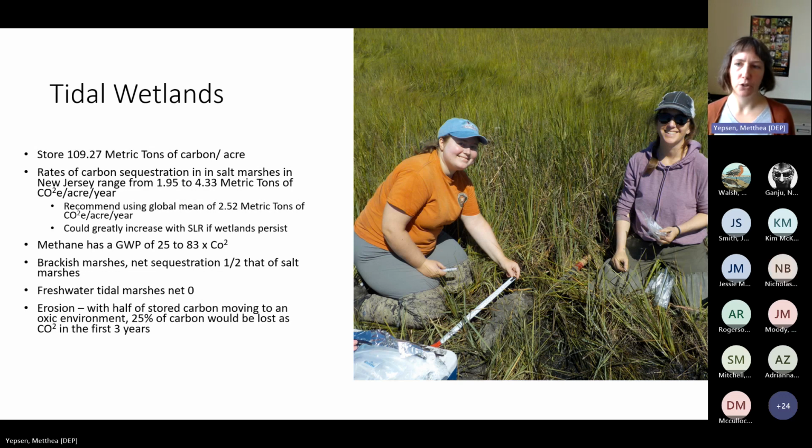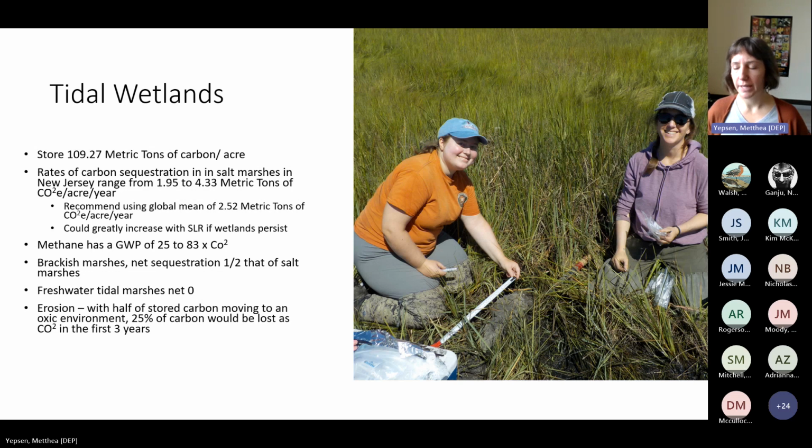So another important factor in wetlands is that because they are flooded and that makes the system anoxic, methane is one of the byproducts that can be made during microbial respiration when oxygen is not present. So methane is a very powerful greenhouse gas. Depending on the time frame that you're looking at, it can be 25 to 83 times more potent than carbon dioxide.